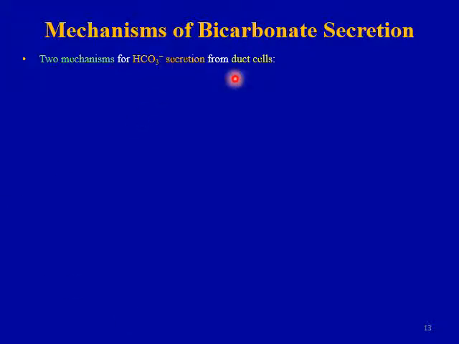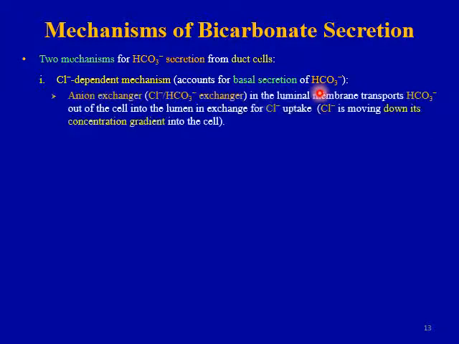Now we have a duct cell that is rich in bicarbonate. Let's talk about how this bicarbonate will cross the apical membrane of the duct cell to reach the lumen of the pancreatic duct. One mechanism is chloride dependent, which means that the other mechanism will be chloride independent. The chloride dependent mechanism accounts for basal secretion of bicarbonate at low flow rate.